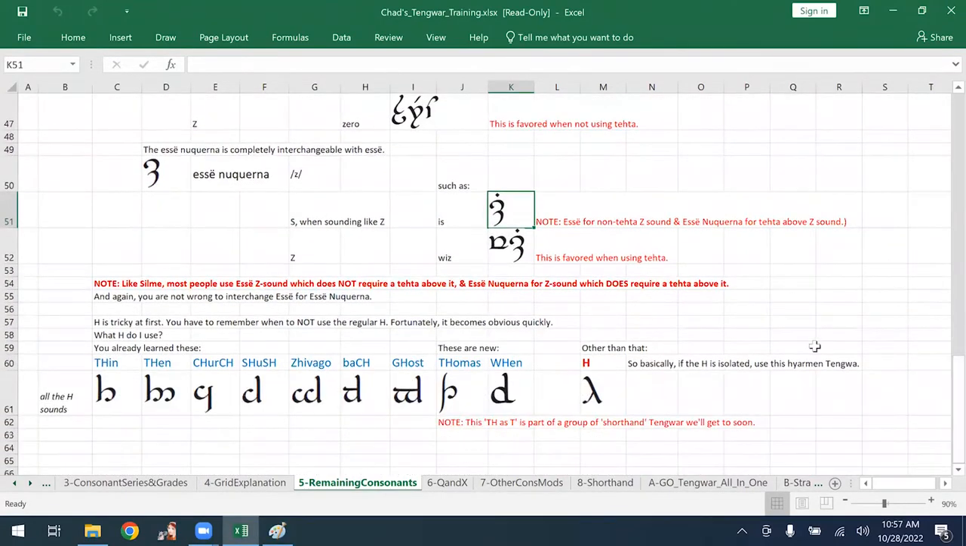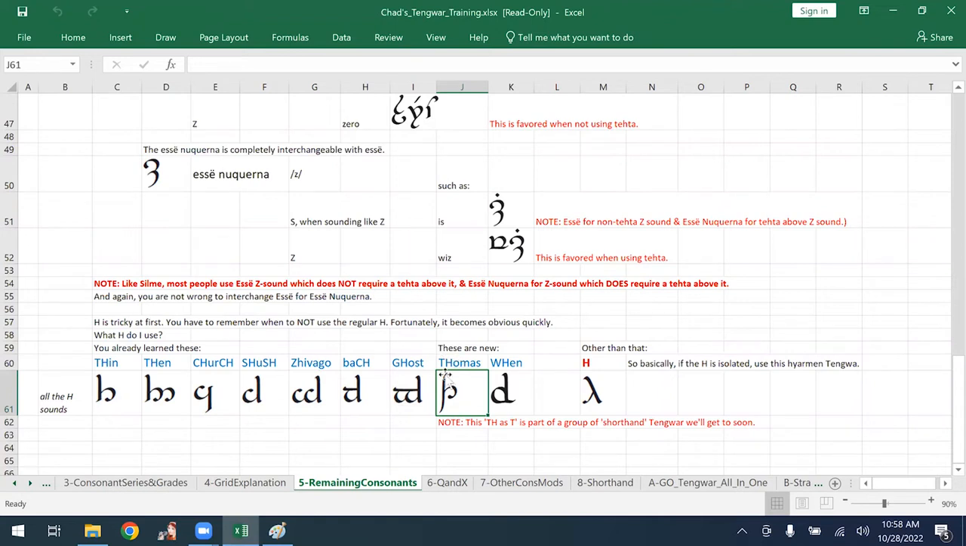Now, after that, right down here, here is all the H sounds that we've gone over already, right? So here's thin, then, church, shush here. There's zhuzh, like you said. Here's Bach. Here's ghost. These are new.